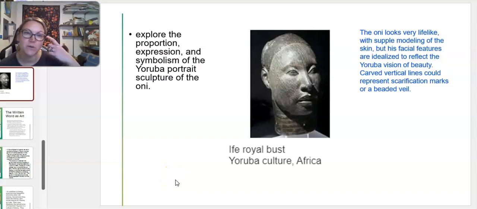Explore proportion, expression, and symbolism through the Yoruba portrait sculpture of the Oni. Check out this royal bust. The Oni looks very lifelike with supple modeling of the skin, but his facial features are idealized to reflect the Yoruba vision of beauty. Carved vertical lines could represent scarification marks or a beaded veil.